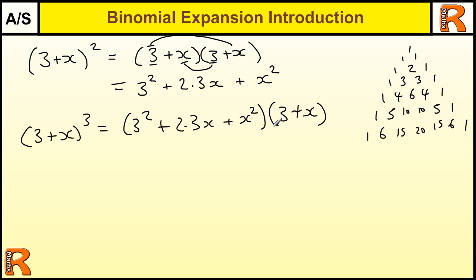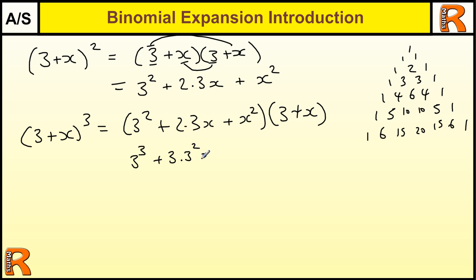So now I've got 3 squared times 3, which is 3 cubed. I've got 3 squared times x, which is 3 squared x, and then I've got 2 times 3x times 3, which is 2 lots of 3 squared x. I've got 3 squared x and 2 lots of 3 squared x, which makes 3 lots of 3 squared x.